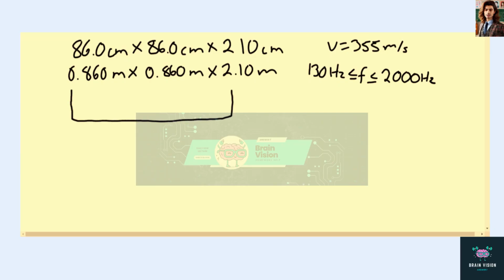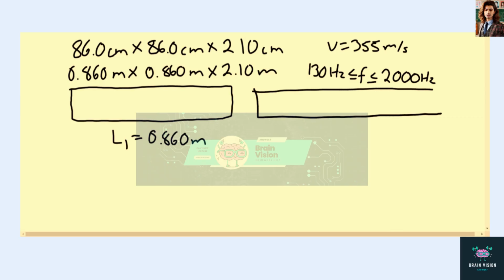Both are closed at both ends, but one has a length L1 equal to 0.860 meters, and another has a length L2 equal to 2.10 meters. And obviously those are not to scale. Because the tubes are closed at both ends, we need to have nodes rather than antinodes at both ends. This works very similarly to a tube that's open at both ends for how the math works, but from a physical standpoint, it is a little bit different.